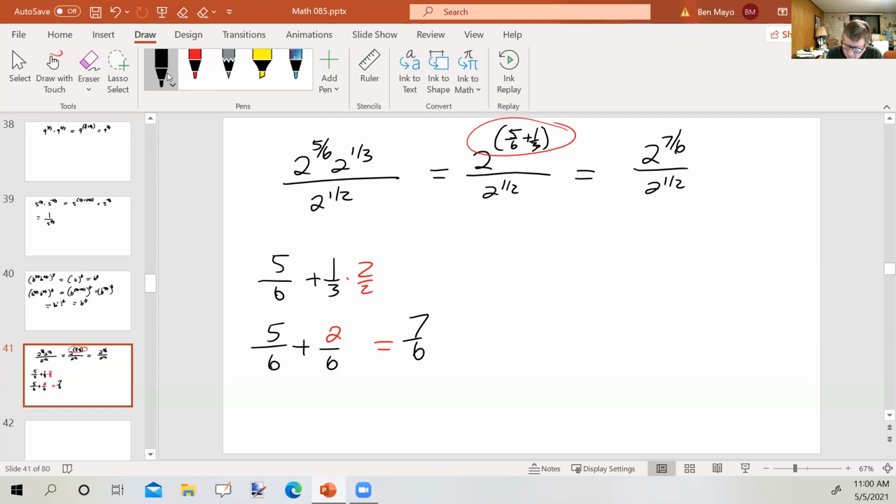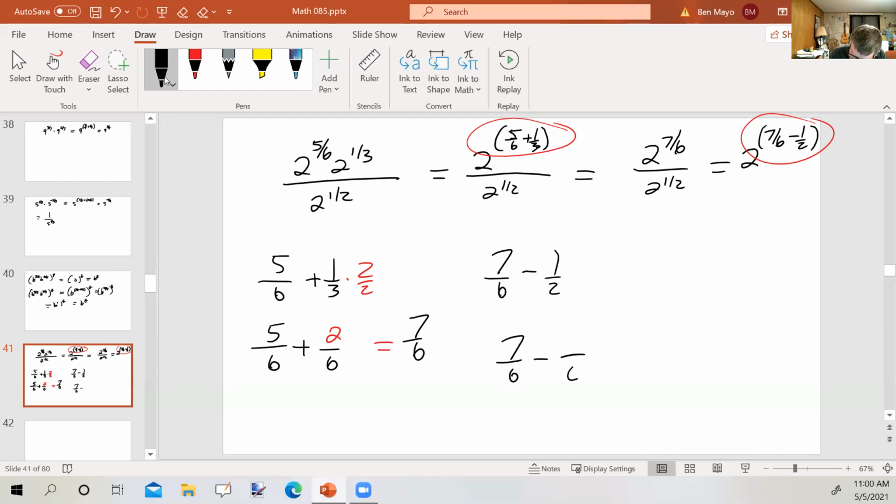But now we're dividing two powers with the same base. So we're going to take the base raised to the top exponent minus the bottom exponent. Well, let's deal with that. 7/6 minus a half. Common denominator would be 6. 7/6 stays as it is. 1/2 will multiply by 3 over 3. So we get 7/6 minus 3/6, which is 4/6, which is 2/3. So our final answer is 2 to the 2/3 power.